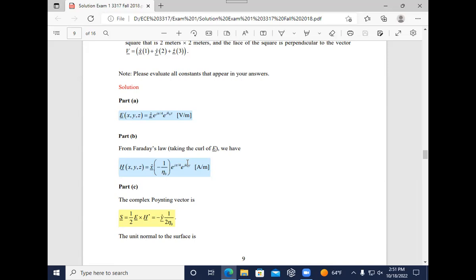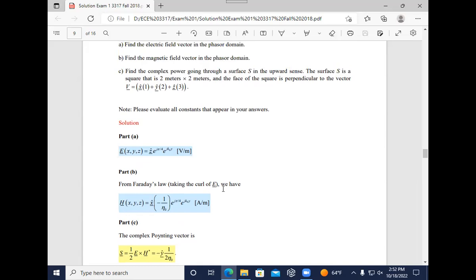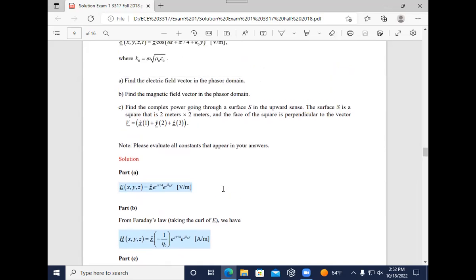Again, this is fall 2018 exam 1, and he's interested mainly in part B. Okay. If we've already done part A, then we already have the E field in the phasor domain. So I'm going to write that on the board. In the phasor domain, this is coming from part A.